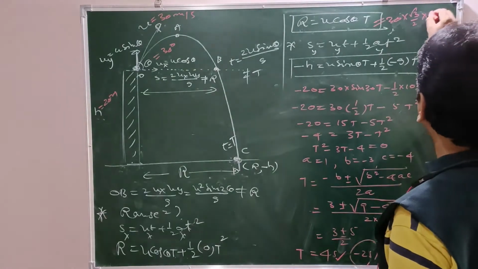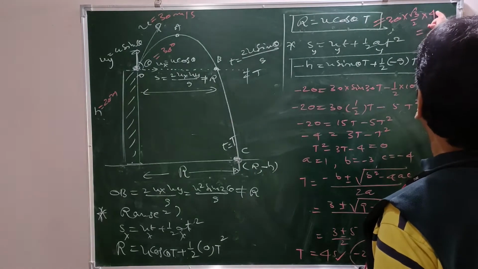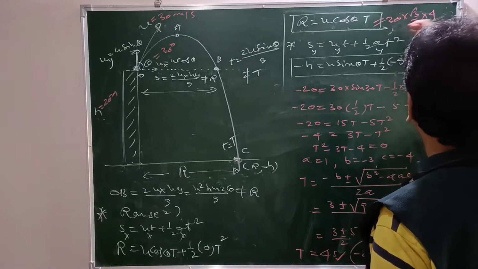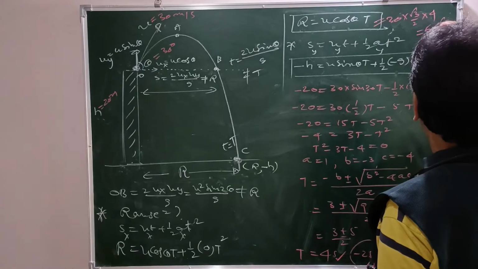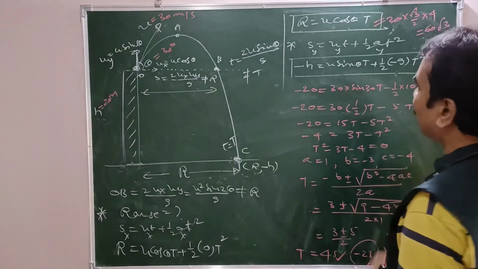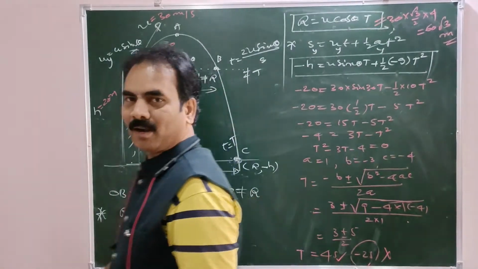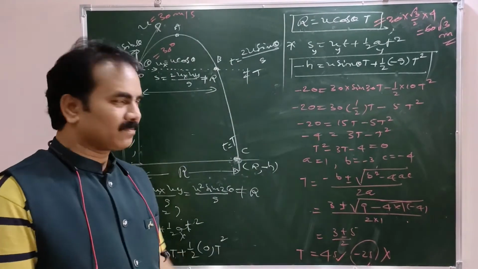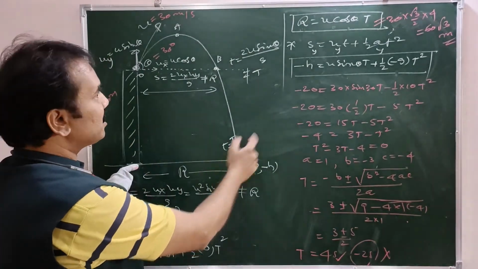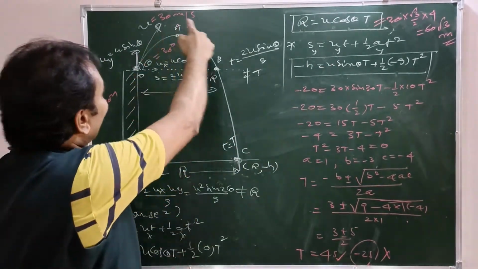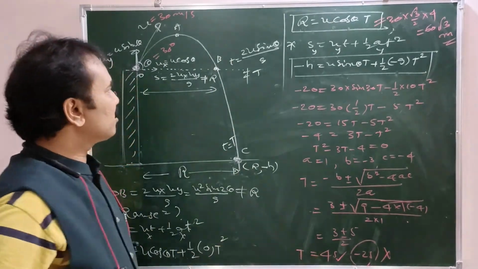That is 4 seconds, right? That is 4 by 2, 2 into 30, that is 60. 60 root 3 meters is the right answer for horizontal range. So its range is 60 root 3. Time of flight is 4 seconds.